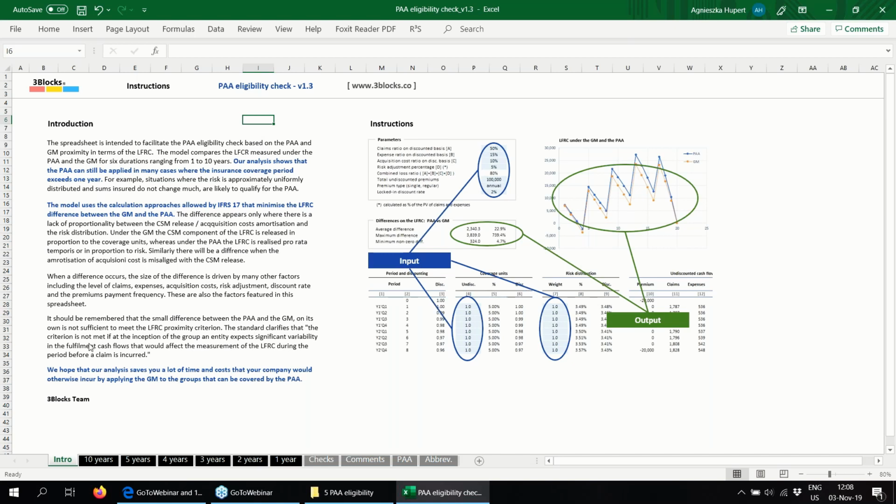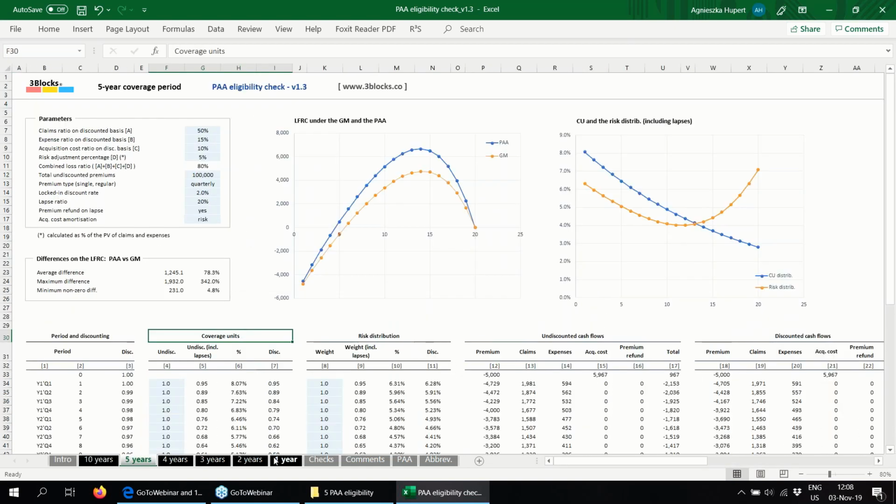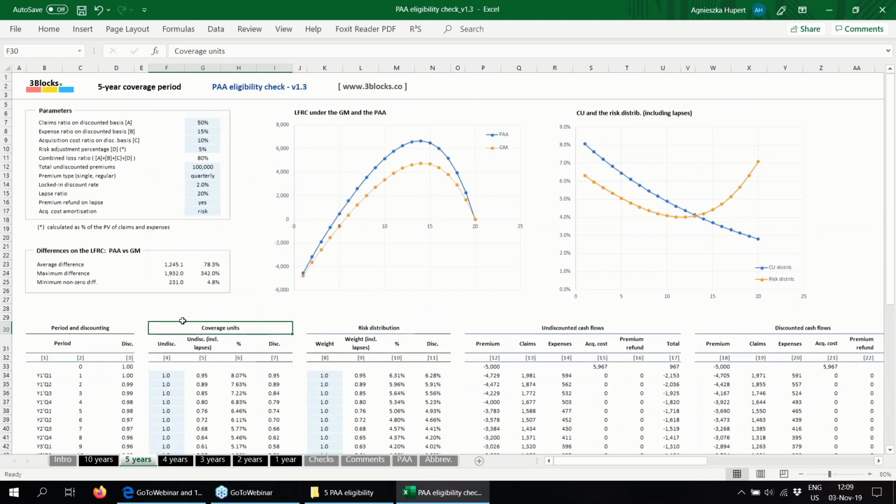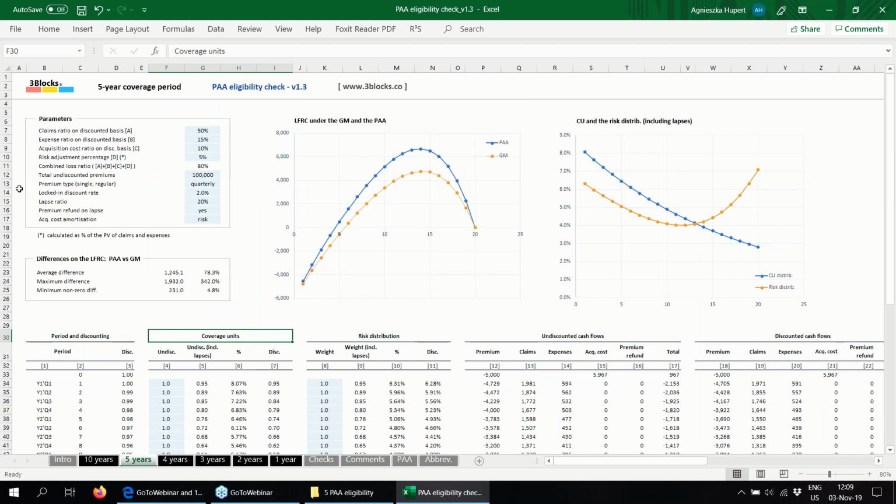So we've prepared the calculations for 6 different durations, so 10 years, 5 years, etc., up to 1 year. Let's maybe focus on 5 years. The logic in each sheet is the same, but it's just a different projection period. And each sheet contains parameters in the top left corner that define your projection. So let's look at the parameters we have.